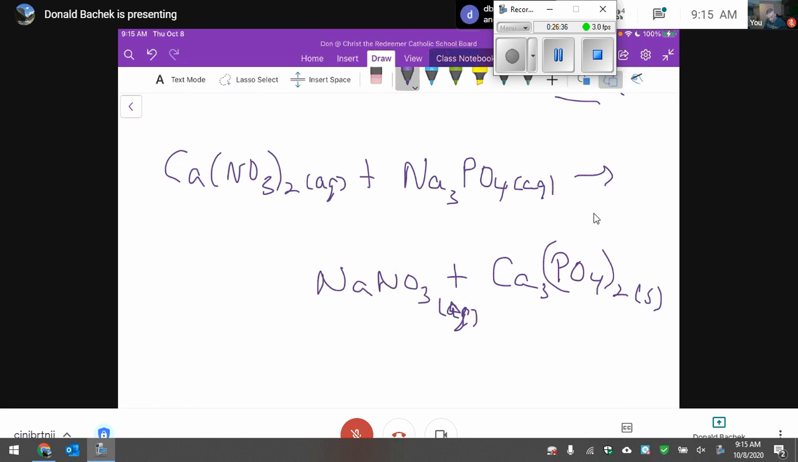But then balancing, let's see here. Well, let's go 3 here, 3 calciums, 6 nitrates, 6 nitrates, 6 Nas, so 2 times 3 is 6 Nas, and 2 phosphates and 2 phosphates. And in a double replacement reaction like this, chances are the last ion, that polyatomic ion or whatever you're doing last, should already be balanced. Because if it's not, then that's going to create some problems for us. So just keep that in mind. All right.